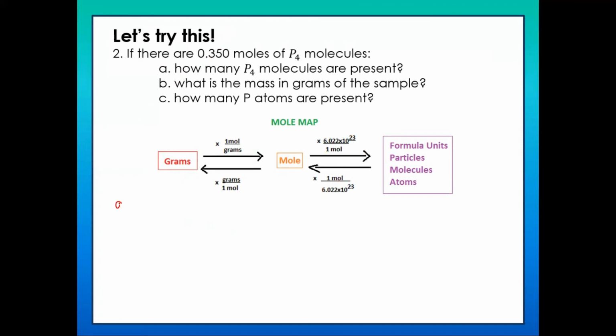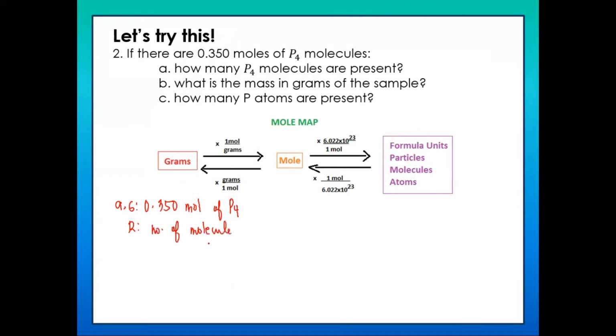Let's start with letter A. So how many P sub 4 molecules are present? So our given is your 0.350 mole of P sub 4. Okay? And we are asked to compute for the number of molecules.